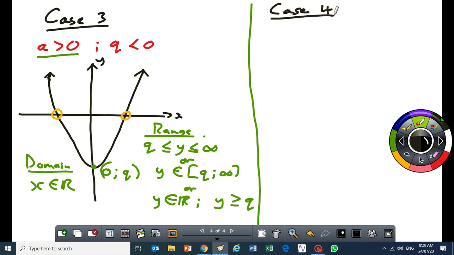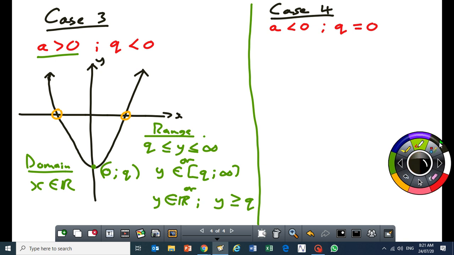Case 4. Now, case 4, our A is now negative. A can never be 0. I need to emphasize that. The value of the coefficient of x squared in the general equation, A, can never be 0, because if it becomes 0, it means the quadratic function will cease to exist. So let's make q equal to 0. Now, because A is now negative, it means the graph will have a sad face. So it will look like this.